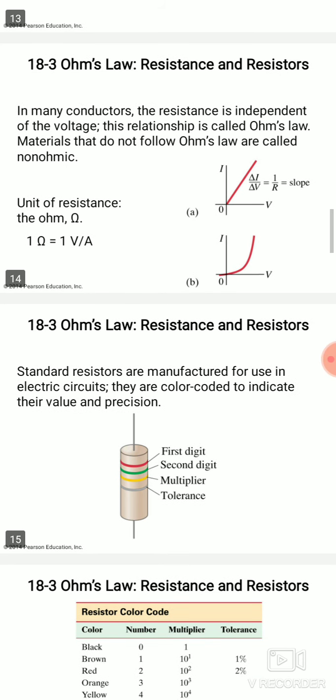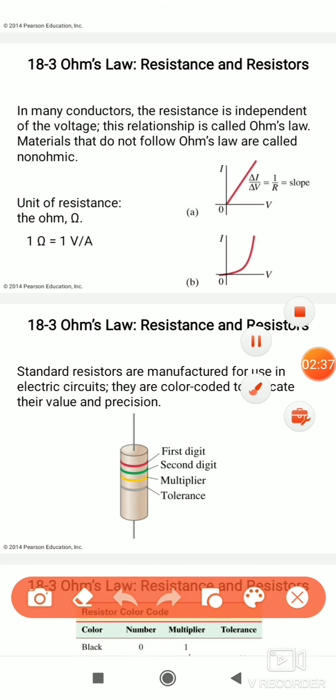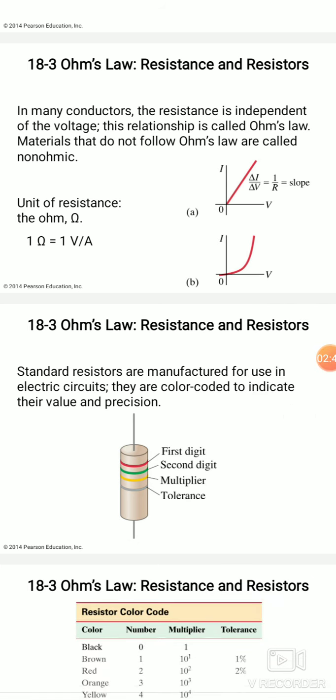In many conductors, the resistance is independent of the voltage. This relationship is called Ohm's law. Ohm's law is related to current and voltage. It means that current is always directly proportional to electric potential difference or voltage. So these are the graphs for ohmic and non-ohmic materials. This is for ohmic materials and this is for non-ohmic materials.